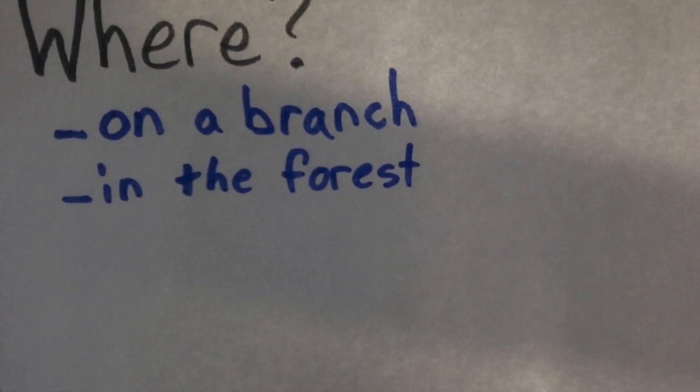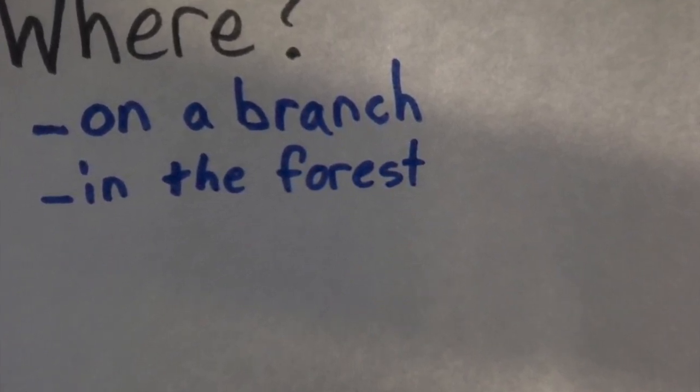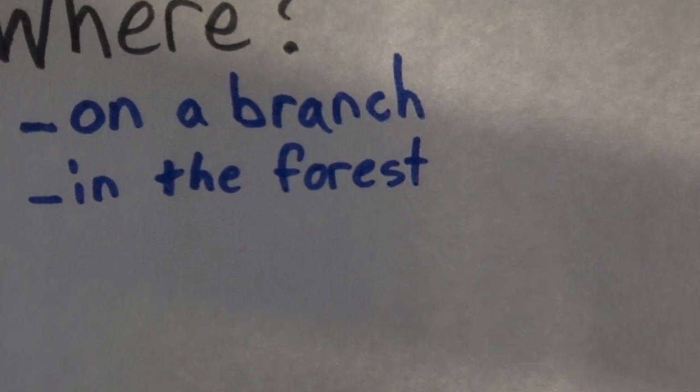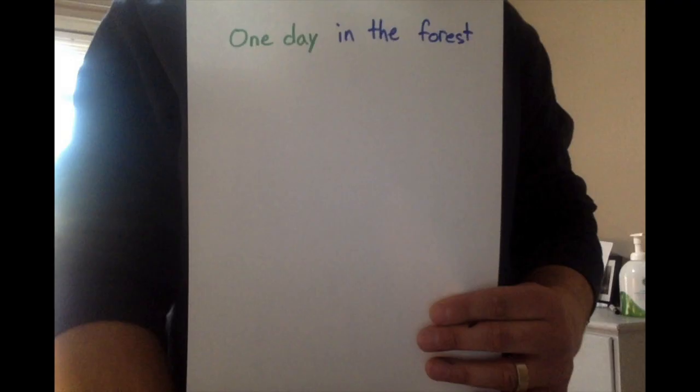Now I'm going to use the color green for when, and you'll see why in a minute. Next, we're going to use what you wrote down in your where section to help keep our sentence going. Now I have two options here, and I'm going to pick in the forest. So I'm just going to write that right next to where I started my sentence already. If I wanted to, I could have used both and put one day on a branch in the forest, but I decided to keep it more simple. But one day in the forest isn't a full sentence and not a great way to start our story. So I'm going to keep going.